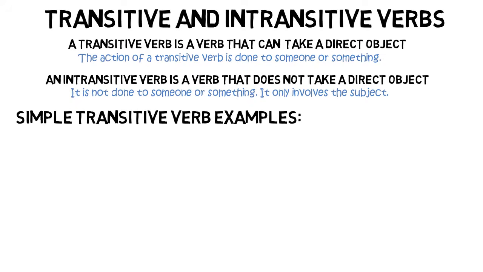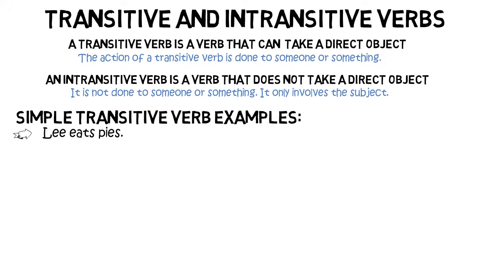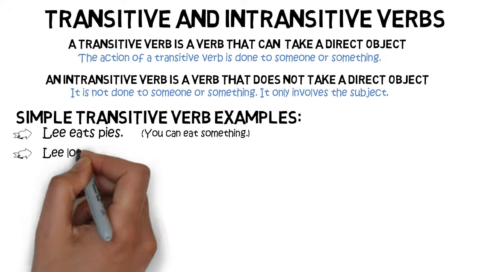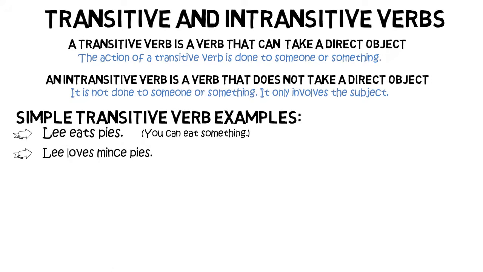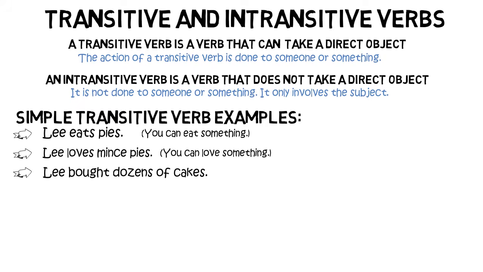So here are some simple examples of transitive verbs. Lee eats pies. So you can eat something. So eat is a transitive verb. Lee loves mince pies. You can love something. So love is a transitive verb. Lee bought dozens of cakes. You can buy something. So buy is a transitive verb.